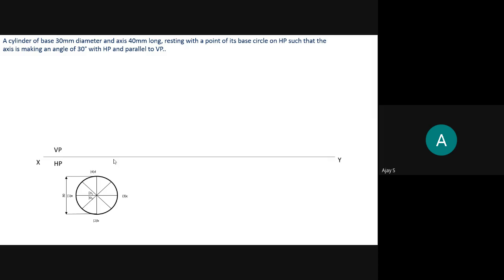You need to mark the center also. O2 will be on top, O1 at the base. So O2 is visible, O1 is hidden. So I put O1 in bracket and O2 on the top.